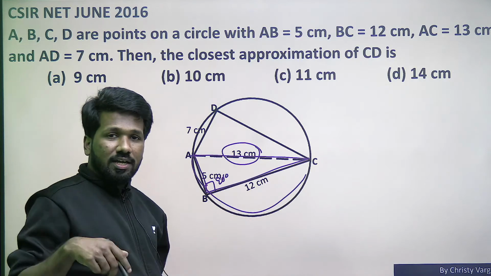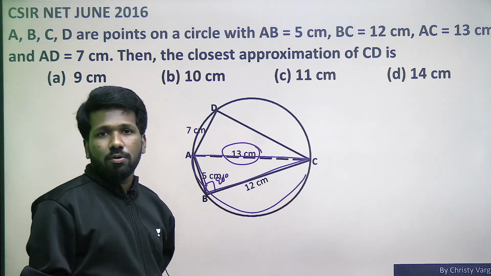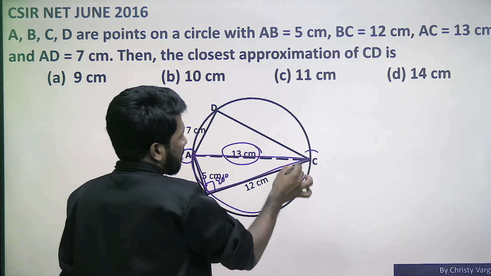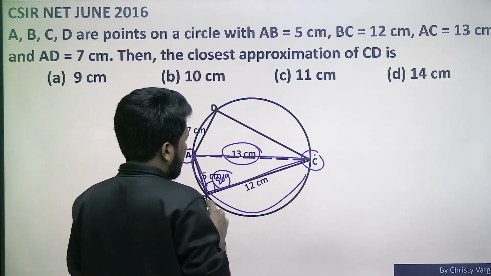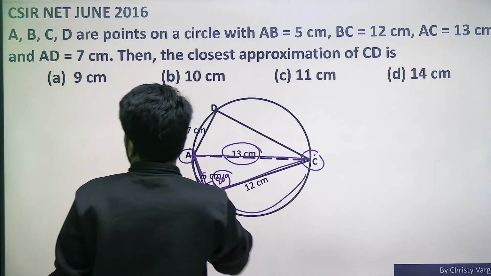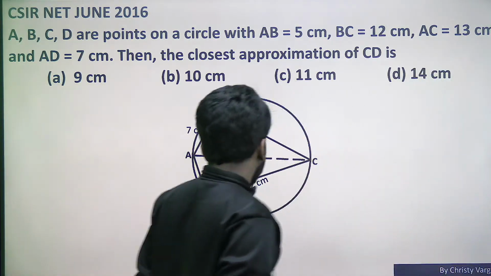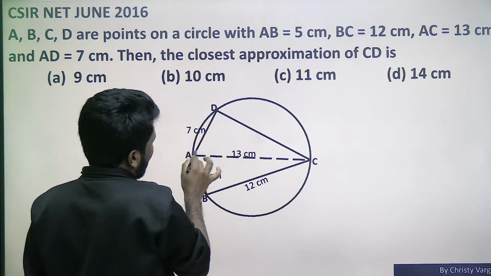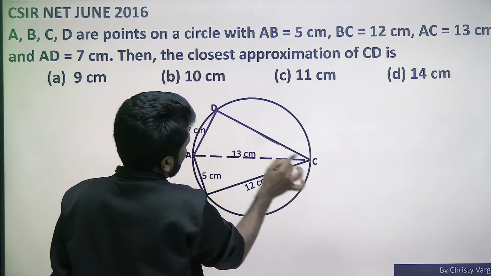But to get a right angle inside a circle, it should be an angle inscribed in a semicircle. Inscribed means with AC as the base, that should be the angle. So this should be 90 degrees. So this is a semicircle. If that is a semicircle, we can say that the other part also is a semicircle, and this AD length 7 cm I can draw like this. The question is now asking what should be the CD length.